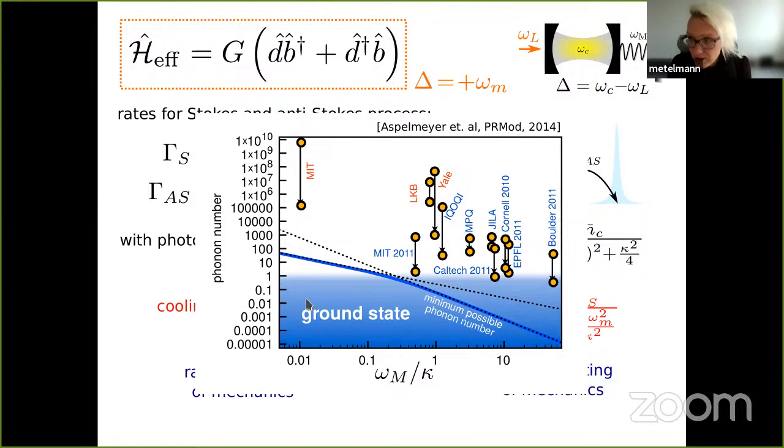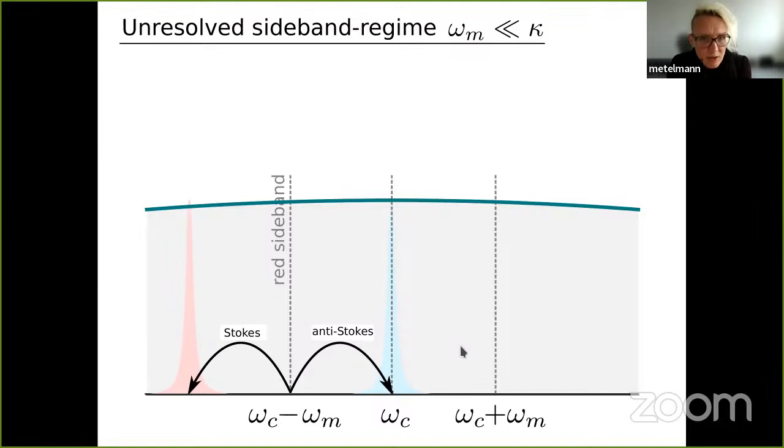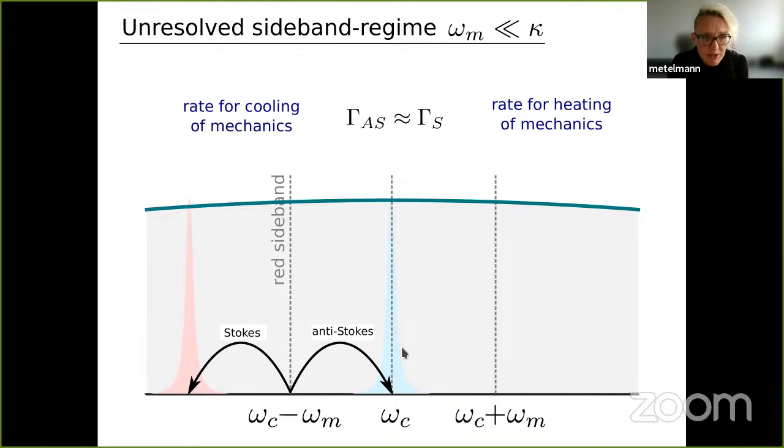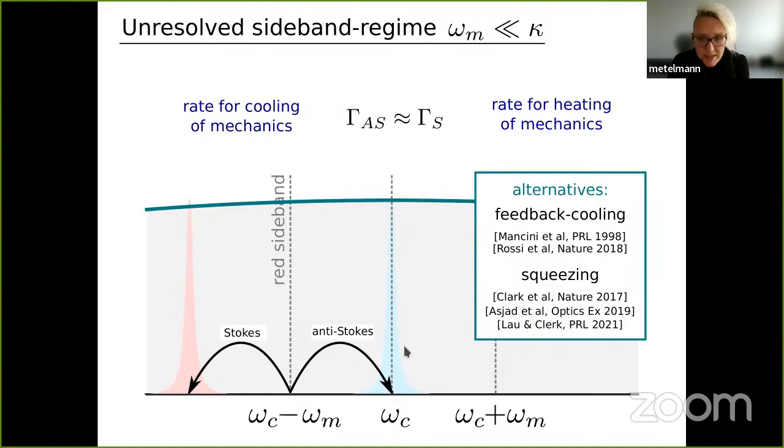So let us take a look at this unresolved regime a little bit more in detail. What happens now is, we have again the same picture, but now our cavity is really wide and we are unresolved, in the sense that the mechanical frequency is much smaller than the line width. Then the rate for cooling the mechanics and the rate for heating are actually pretty similar, and we cannot cool the mechanics anymore with back action cooling. There are other ways, which have been implemented and discussed, for example feedback cooling, where you actually measure the position of your mechanics and then apply the force at the right moment.